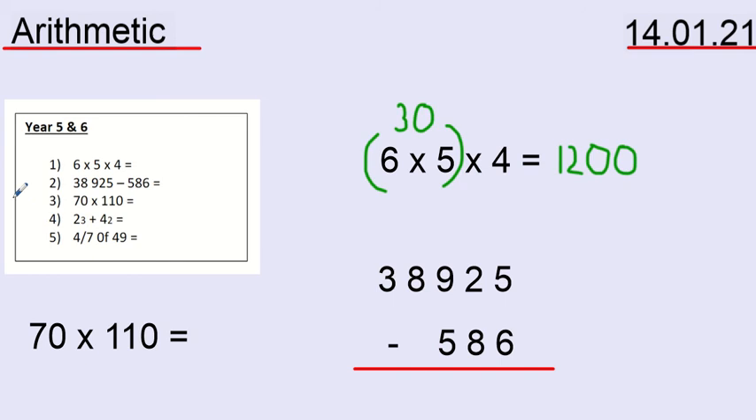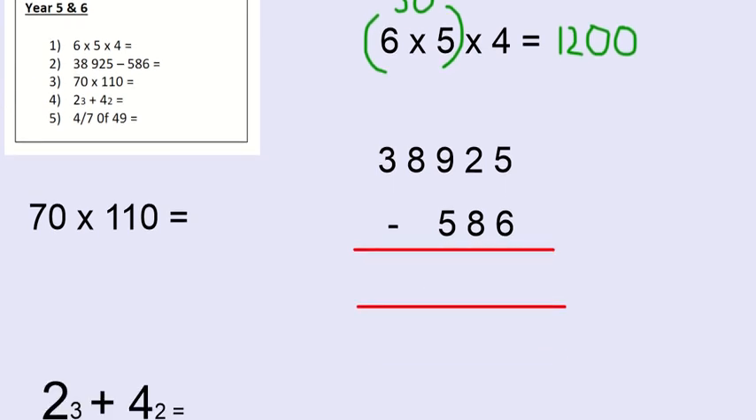Okay, question number 2 then. Hopefully, you've probably used the column method for this one. I've set this up here ready for you. You've remembered that the largest number goes on the top, and hopefully you've lined your digits up accurately. So you've got all the ones in line with each other, tens and hundreds. Okay, let's get started then.